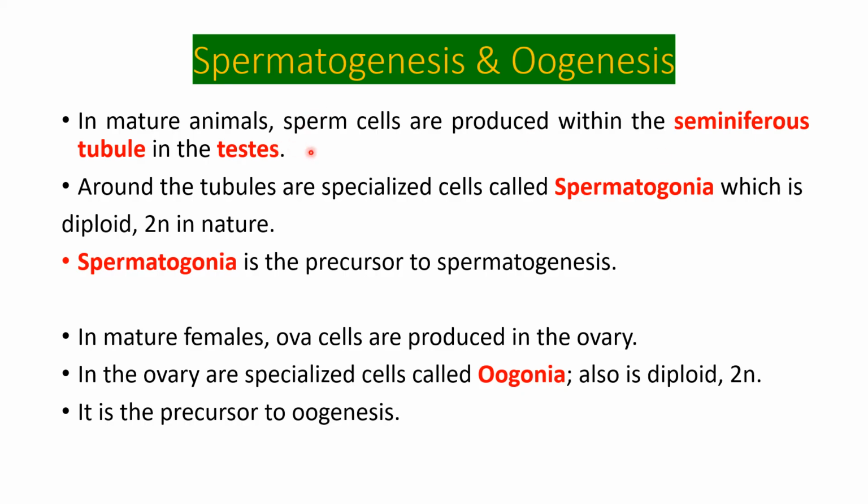In matured animals, sperm cells are produced within the seminiferous tubules found in the testes. Around these tubules are specialized cells called spermatogonia, which are usually in the diploid state. So spermatogonia is the precursor to spermatogenesis, and the oogonia, also found in diploid state, is the precursor to oogenesis.